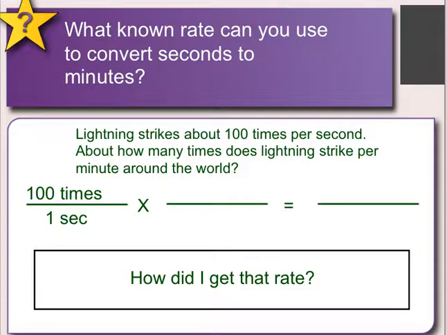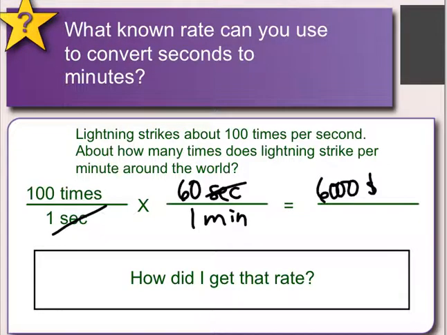Same thing with this one. If lightning strikes 100 times per second around the world, how many times does lightning strike per minute? Well, the seconds is what I need to change, so I'm going to multiply by 60 seconds over 1 minute so I can get rid of my seconds. This is a unit multiplier, and we can multiply by it because really we're just multiplying by 1 over 1. We have the same thing. So we get 6,000 strikes in 1 minute.